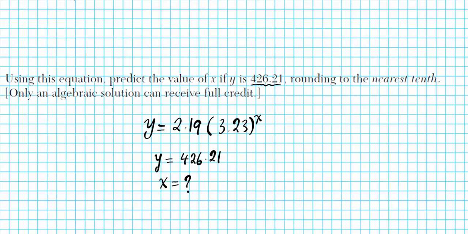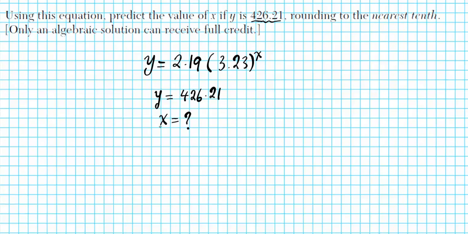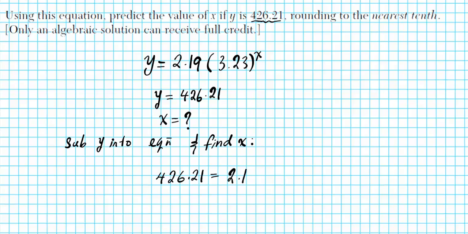Okay, so all we're going to do now is substitute y into the equation and solve for x. Simple and short. That's what we're going to do. So we're going to have 426.21 equals 2.19 times 3.23 raised to the x power.